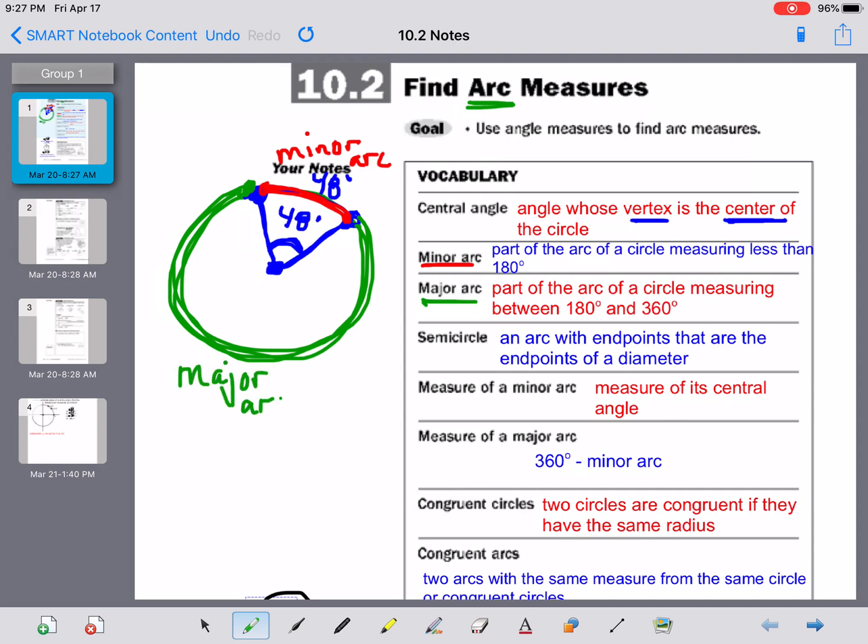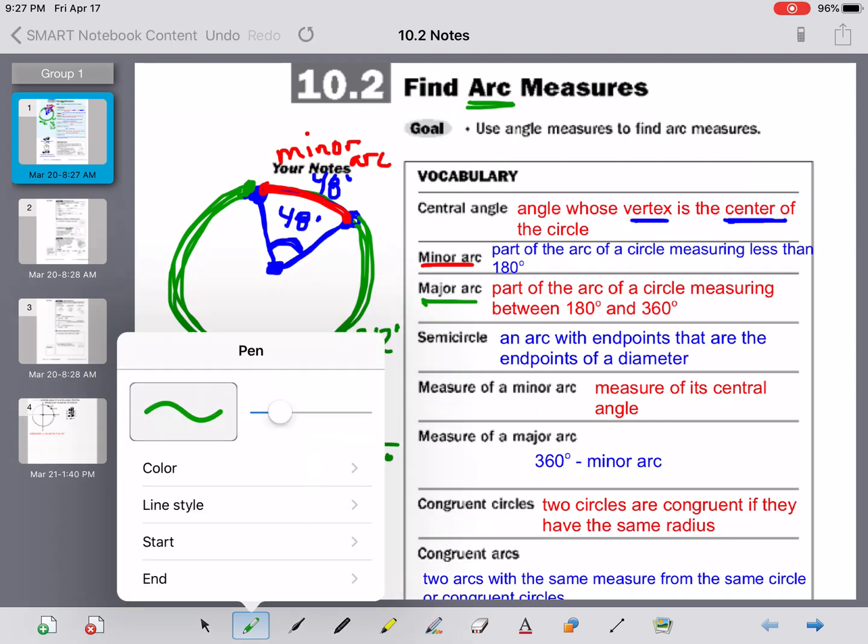And just a quick reminder too, if you think about it, if a whole circle is 360, I could subtract that 48 that's part of that minor arc there, and I could get a measure of 312 degrees here for my major arc. So we'll notice the measurements on a major arc are somewhere between 180 and 360.